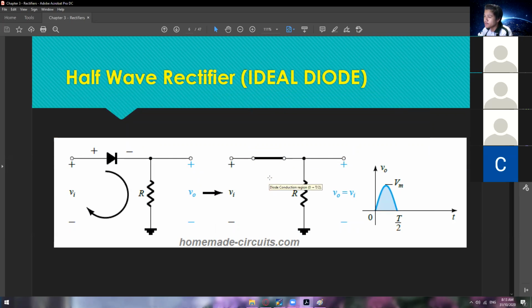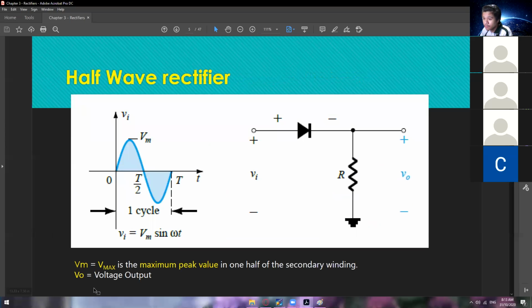Okay, so if you're going to take a look at this one, this will only accept positive. Okay, so since this one is an ideal diode, whatever is our voltage input will be equal to our voltage output. Okay, so VO is equal to VI. So VI is the input voltage, and then VO is the output voltage.